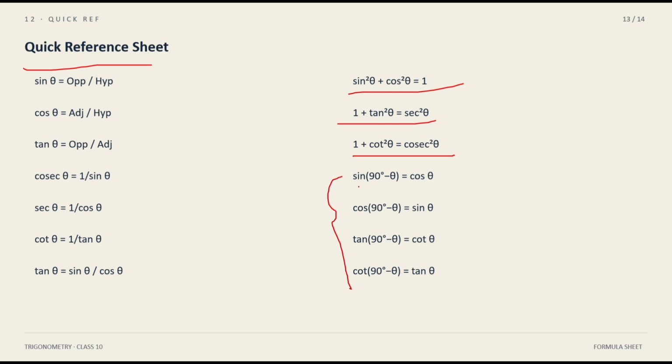Here are the complementary angles. Sin 90 minus theta is cos theta, cos 90 minus theta is equal to sin theta, tan 90 minus theta is cot theta, cot 90 minus theta is tan theta.